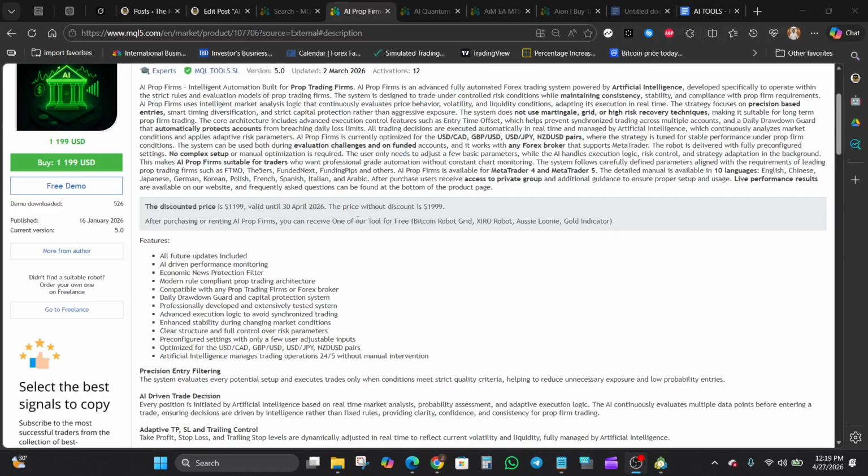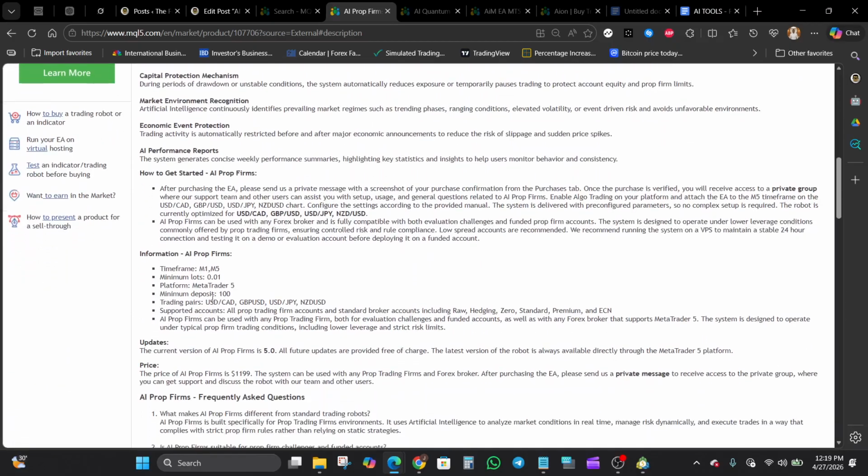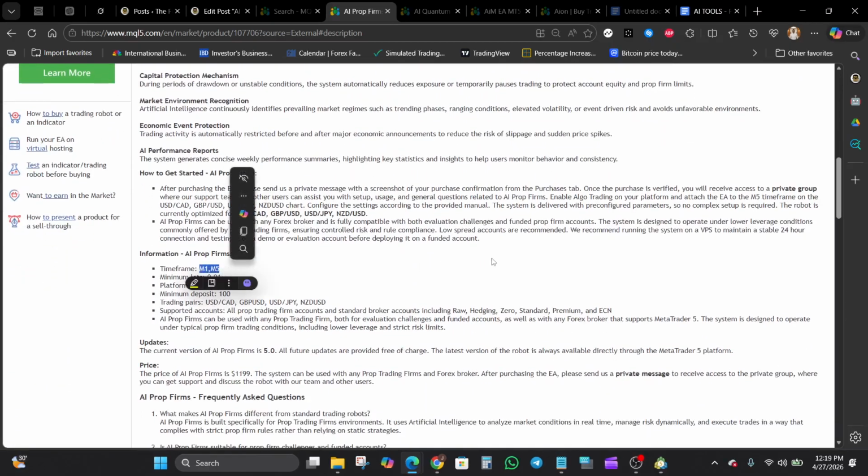All right. So it supports major pairs like the USD CAD, GBP USD, USD JPY, and NZD USD. And it is optimized mainly for the M1 and M5 time frames, which tells me it is designed for more active intraday execution, but still under controlled risk conditions.